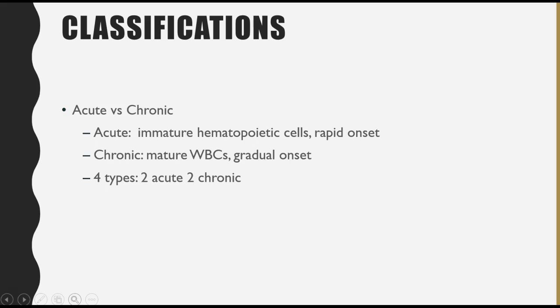So we classify leukemia on whether it is an acute or chronic onset, and that helps us determine the course of treatment. In acute leukemia, there's a rapid onset of immature hemopoietic cells, and they keep replicating and cloning. In chronic leukemia, there's a gradual, steady kind of onset involving more of a mature type of white blood cell. And there are 4 types of leukemia. There are 2 that are acute and 2 that are chronic, and we'll get into these specific classes here.